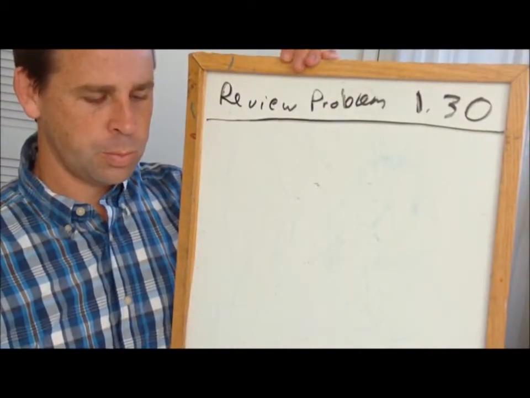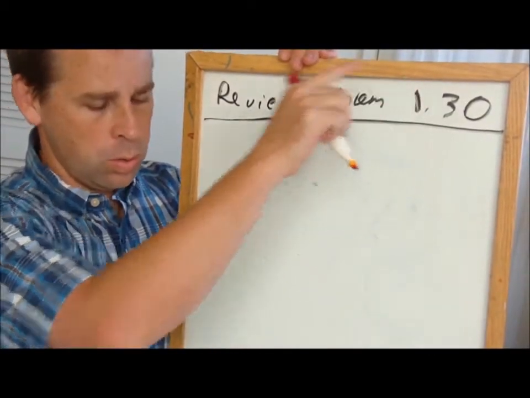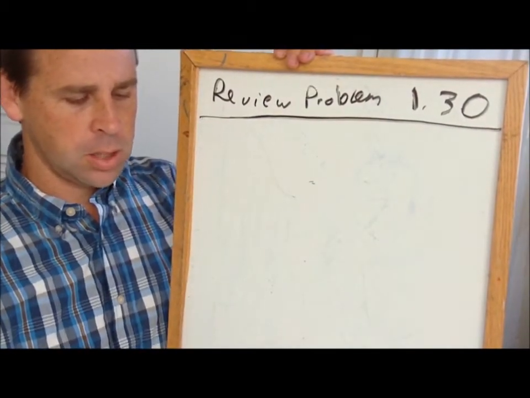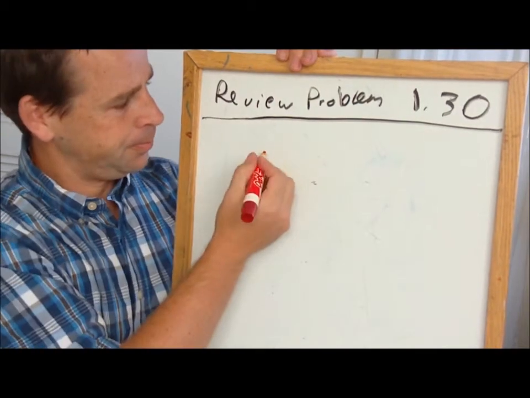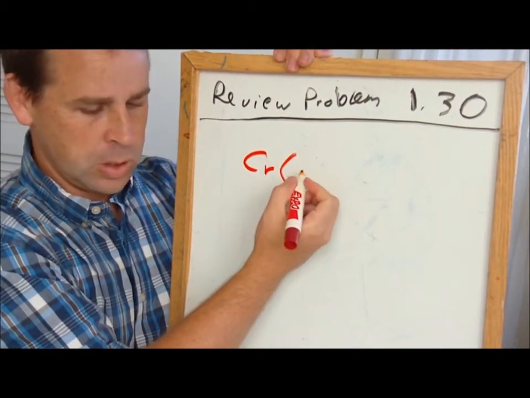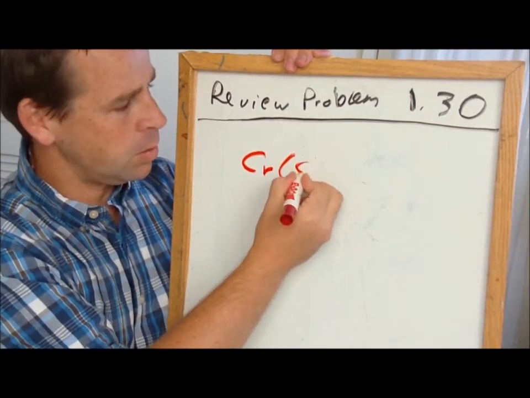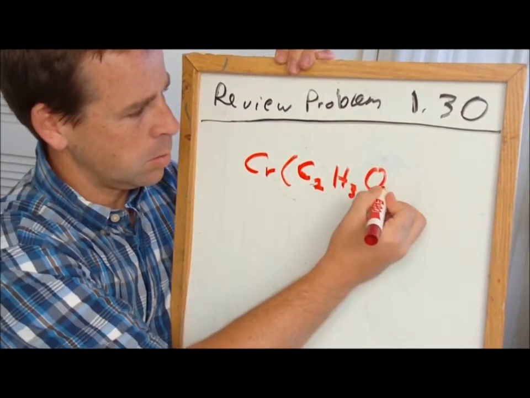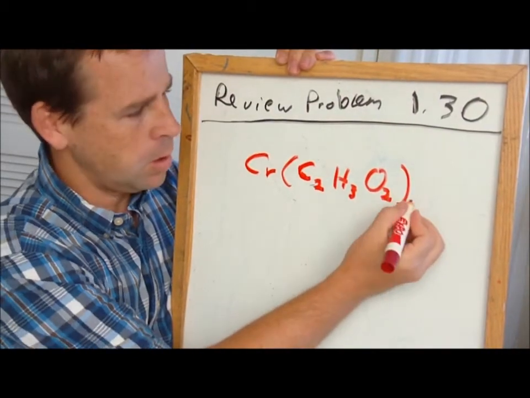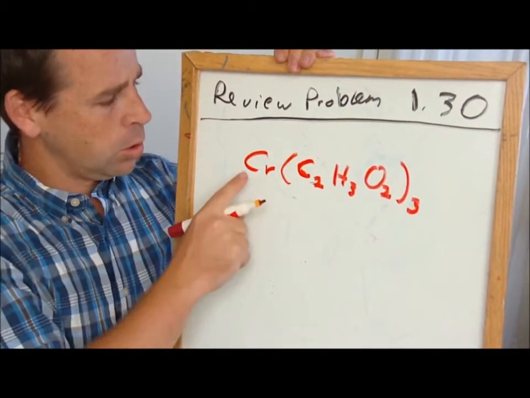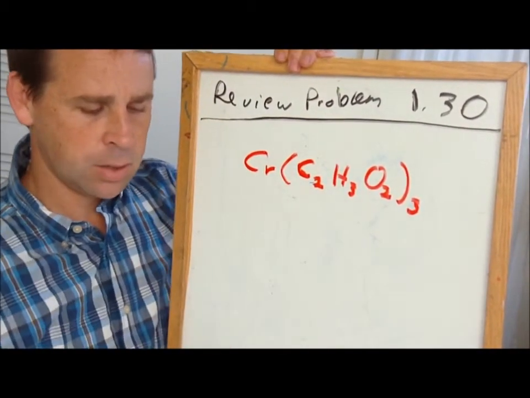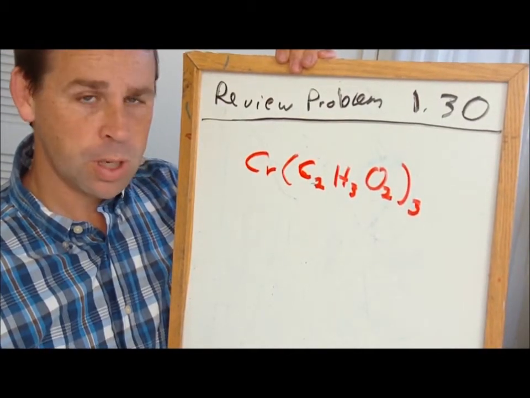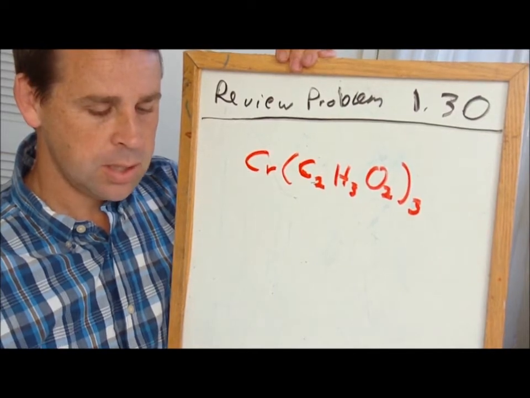All right, so problem 1.30 in the book, chapter 1. The compound Cr(C2H3O2)3 is called chromium acetate, and this is the acetate ion. This is actually chromium 3 acetate, and it is used in the tanning of leather.